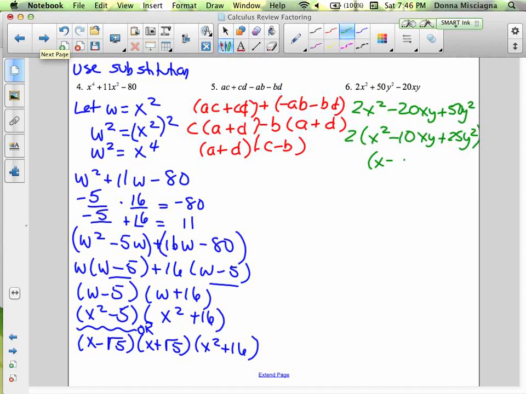So I'm going to use different letters. Let's use u and v. U minus v all squared. Right, it'd be the same thing if it was u plus v, except the negative 10xy would be a plus 10xy. But if you have u minus v all squared, it's going to be u squared. Over here, I'm going to have plus v squared. And in the middle, I'm going to have minus 2uv.